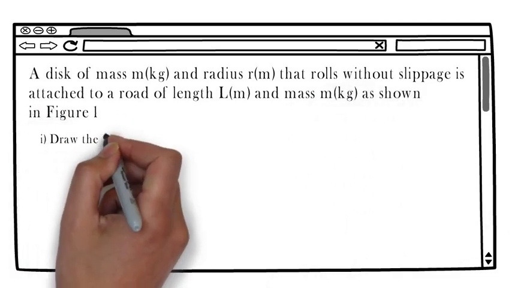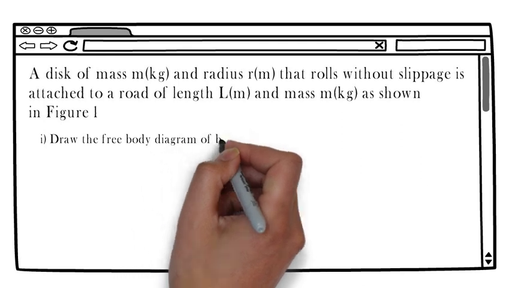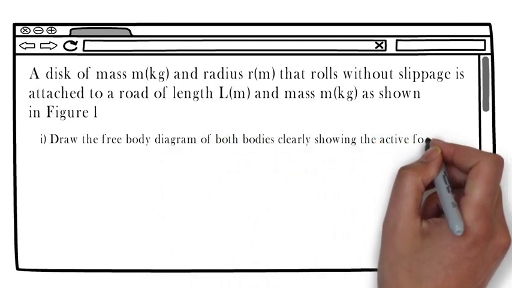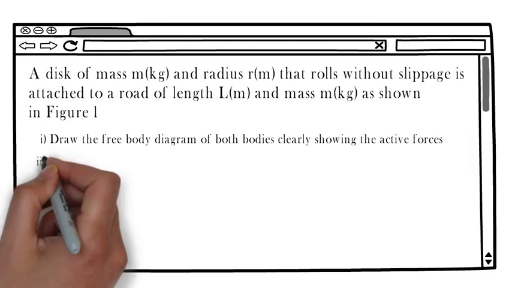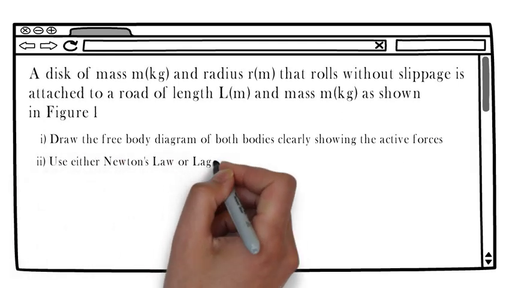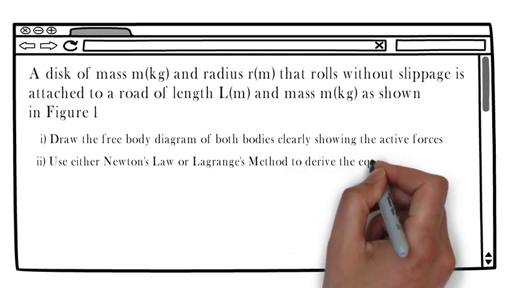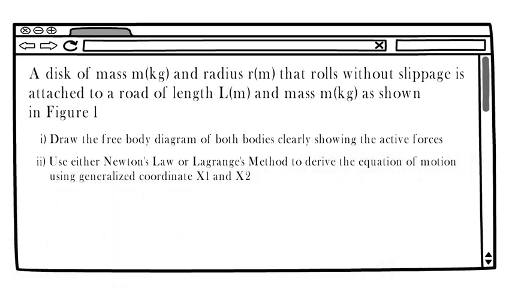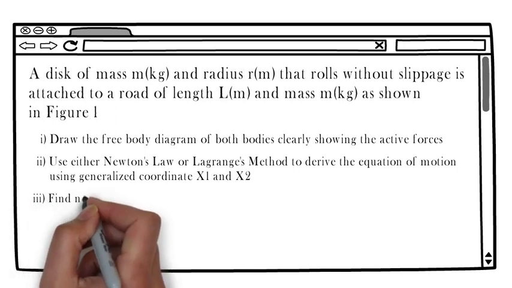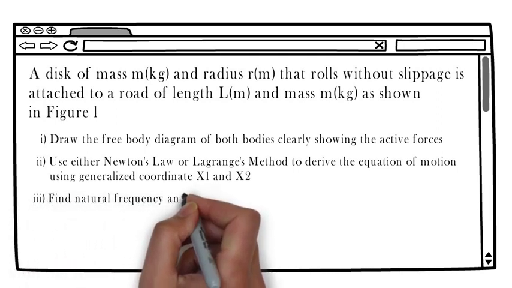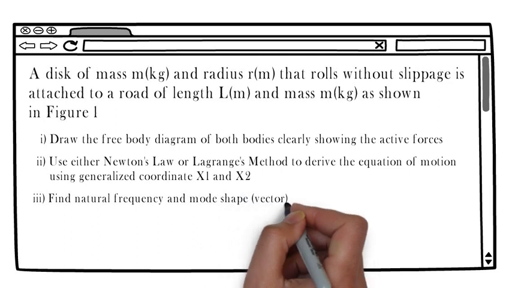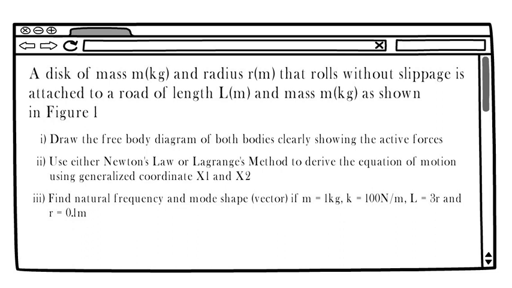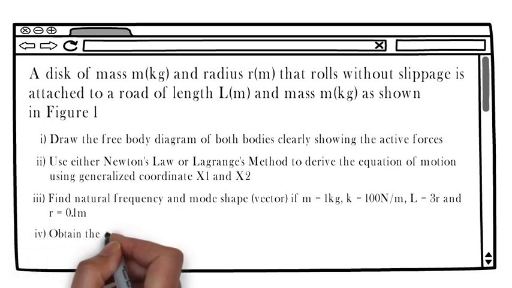For the first question, draw the free body diagram of both bodies clearly, showing the active forces. For the second question, use either Newton's law or Lagrange's method to derive the equations of motion using generalized coordinates x1 and x2. For the third question, find the natural frequency and mode shape vector if m equals 1 kilogram, k equals 100 N/m, L equals 3r and r equals 0.1 meter.